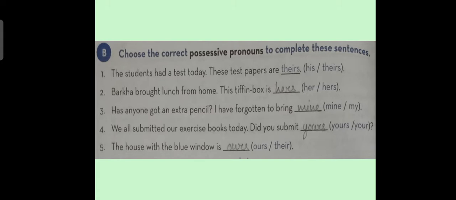We use "mine" when the noun about which we are talking, which we are saying that we possess, is not written after the blank. For example, here we were talking about a pencil and the word pencil is not written before this blank, nor after this blank. So we have used the word mine.